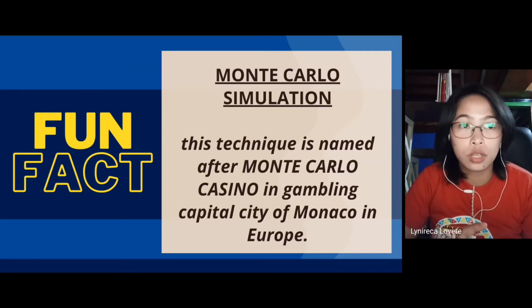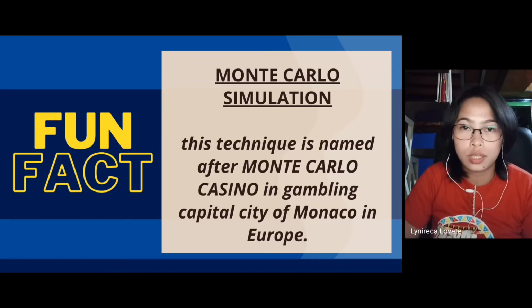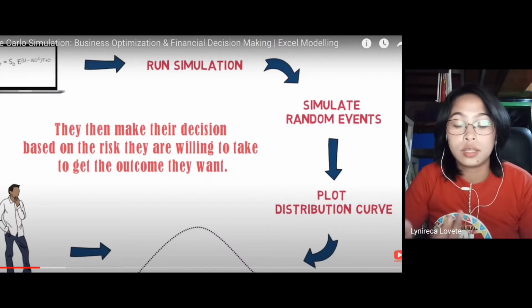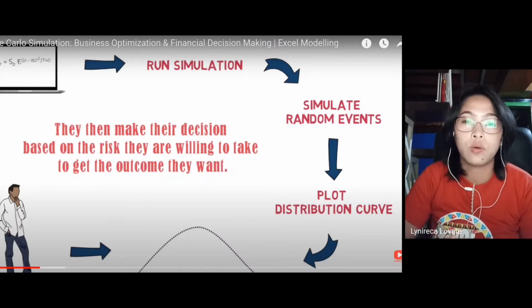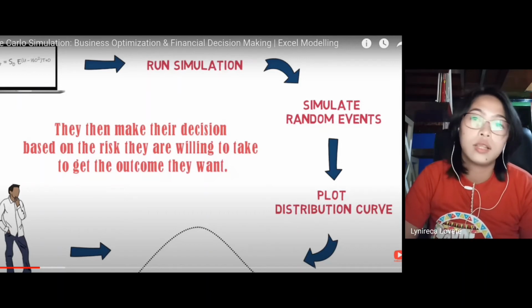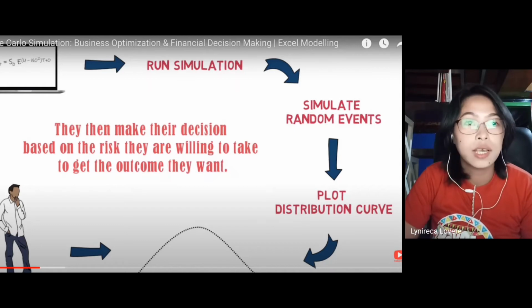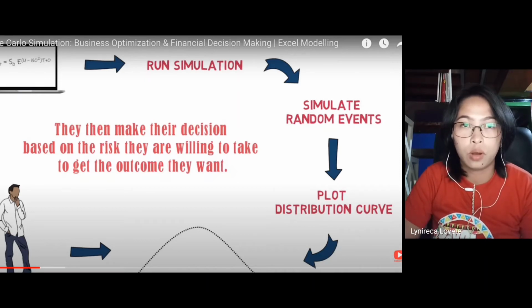The Monte Carlo simulation is named after the Monte Carlo casino in the capital city of Monaco in Europe. Here is how the simulation works. First, the software runs the simulation, then it simulates random events, then it plots a distribution curve, which is presented in graphs. This is how they make decisions based on the risk they are willing to take to get the outcome they want.